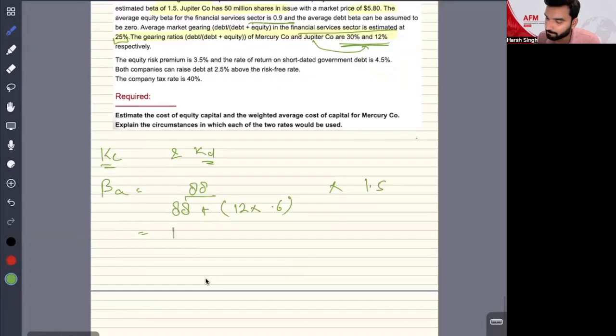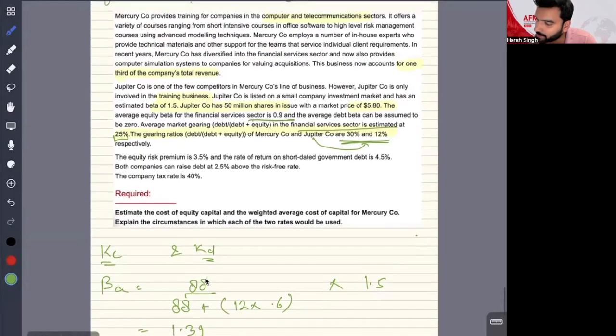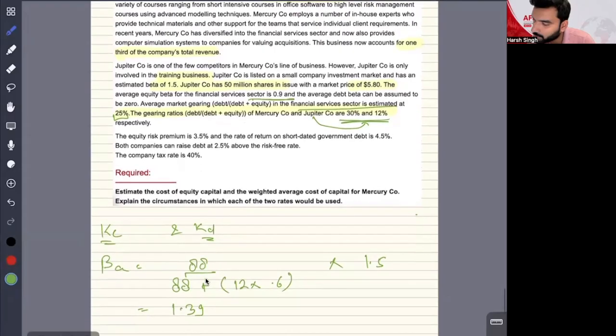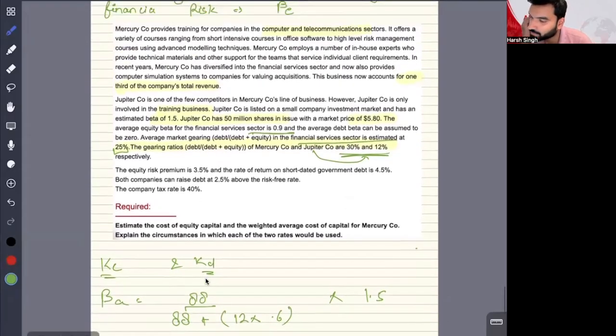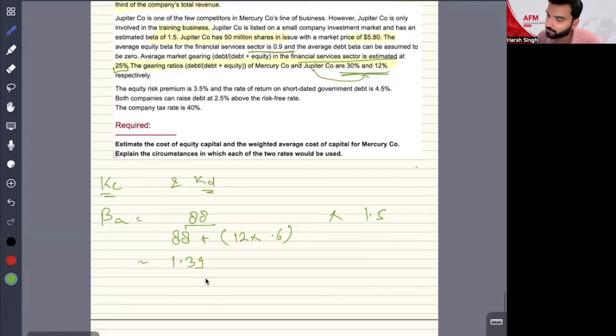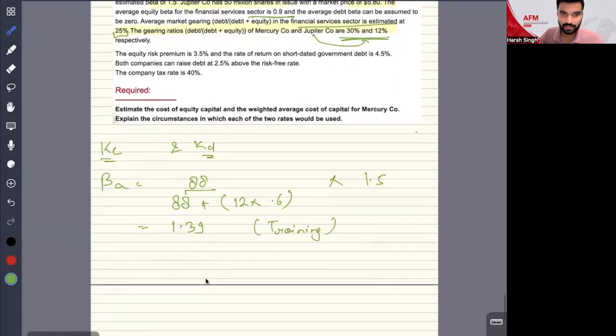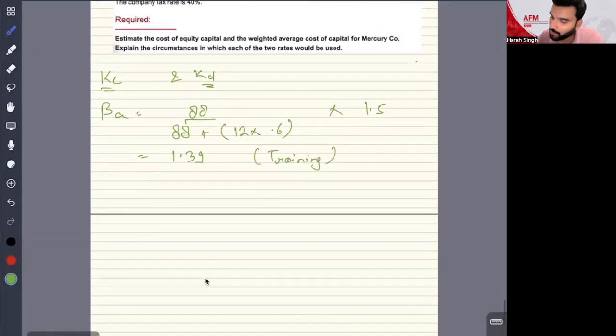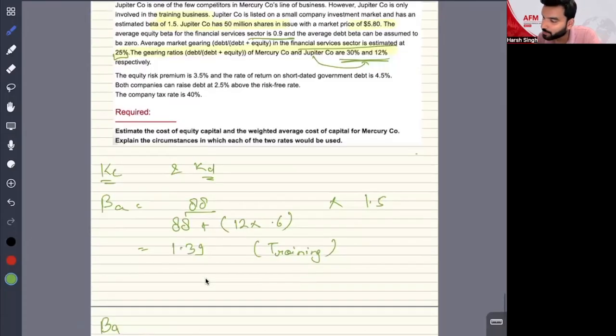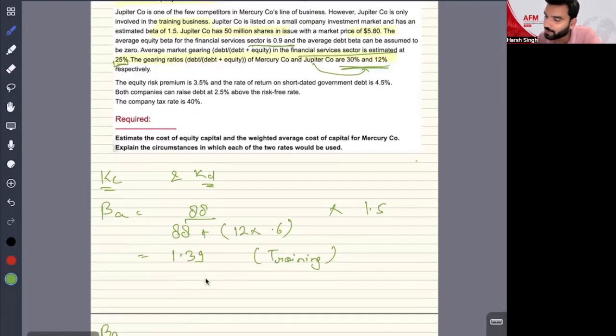$1.39. This is my beta asset of which sector? Mercury is in which sector, everyone? Which sector is Mercury in? Training business. Okay, training, this is the first sector. Now I want beta asset of the other sector, which is your financial sector. The financial sector is directly given, 25%.